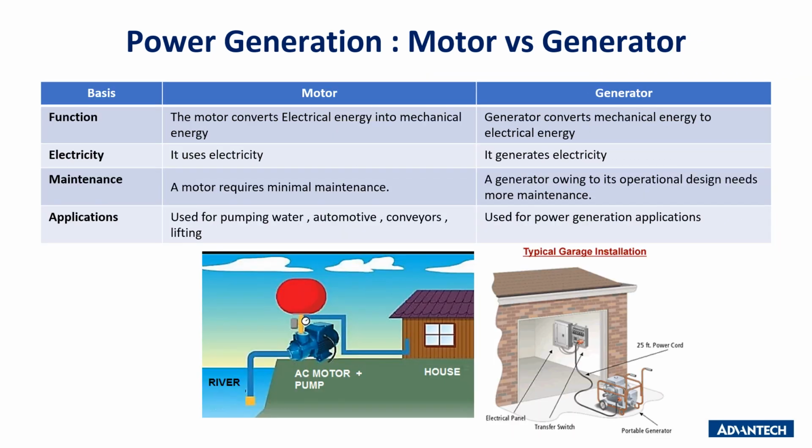Now we will also explain the difference between a motor and a generator. The motor converts electrical energy into mechanical energy. For this, it uses electricity to work. Motors are used for pumping water, automotive, conveyors and lifting. In the below application the motor is coupled to a pump to extract the water from the river, and provide the house with water.